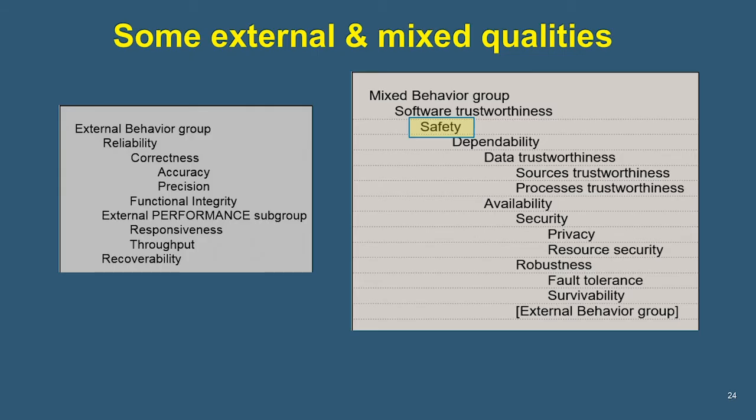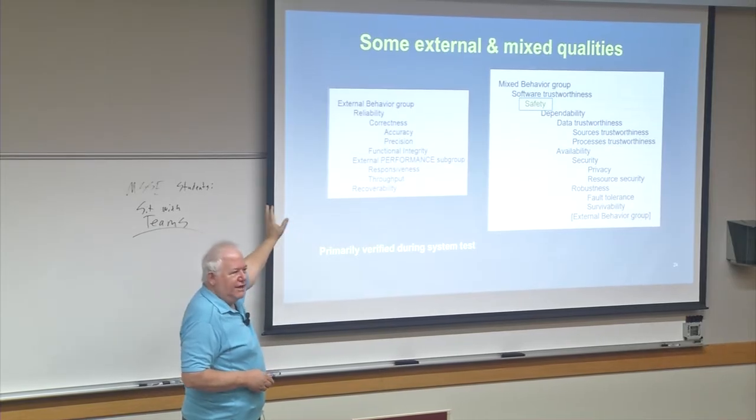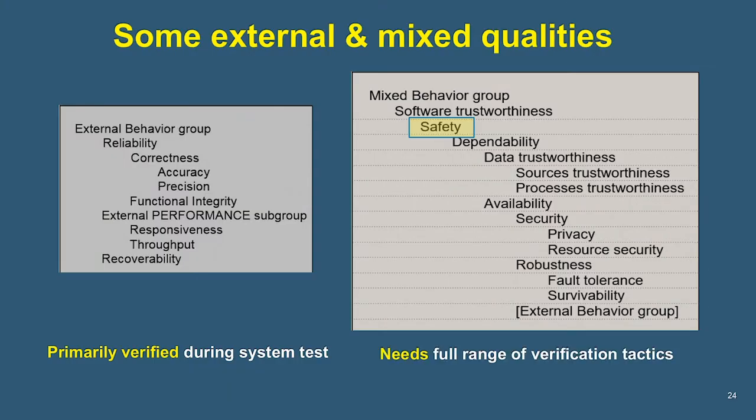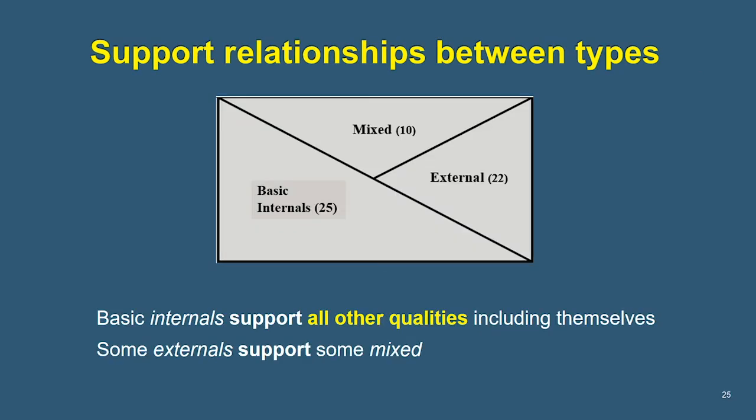Oh, really? Okay. This is primarily verified by system test, the external stuff, because it's all external. You can run tests. They can tell you stuff. This needs the full range of verification tactics. What supports what? The basic internal guys, those two frames I showed you, support everything, including themselves. Some of the external guys support some of the mixed guys. That's what this is saying.